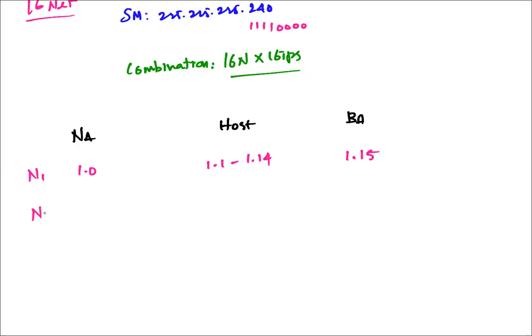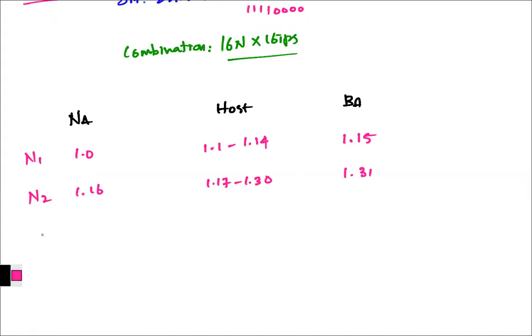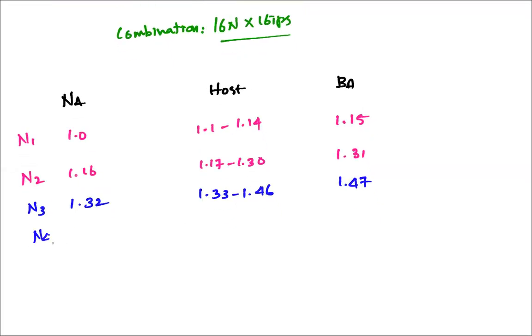Okay, good. Network number 2: 1.16 to 1.31. Host IP 1.17 to 1.30. We'll write network number 3: 1.32 to 1.47, host 1.33 to 1.46. Again, network number 4: 1.48 to 1.63. Host IP 1.49 to 1.62. Okay, good.